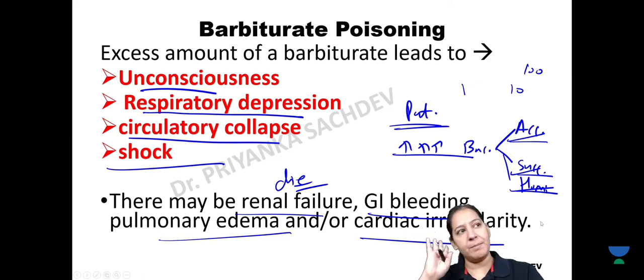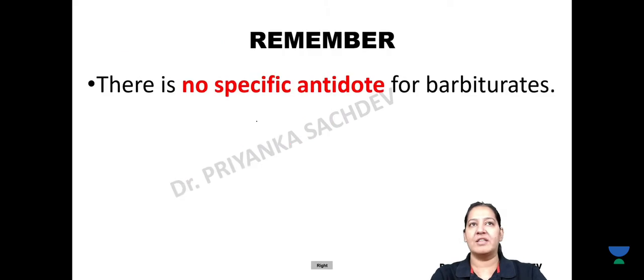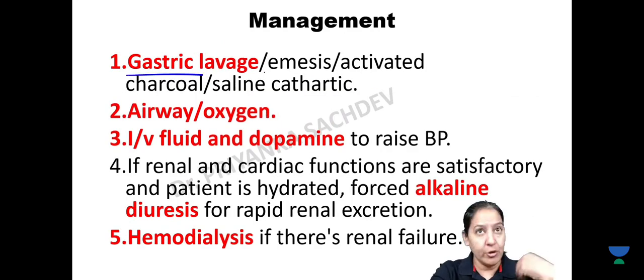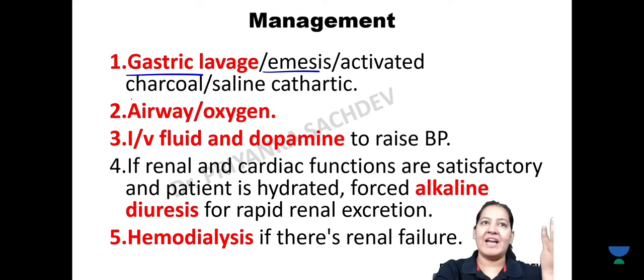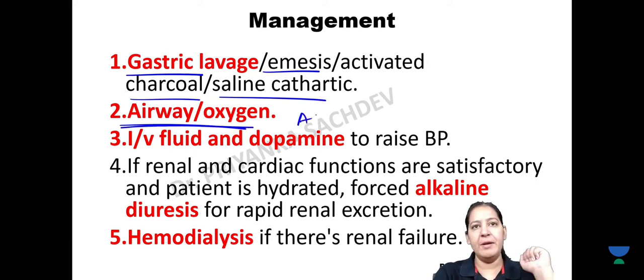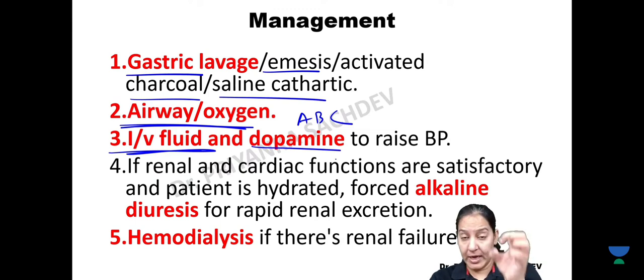So this is a typical case of barbiturate poisoning. Till now unconsciousness is there. You do not want death. So what treatment will you offer? The first thing, you should do a gastric lavage, or you induce vomiting, emesis. You induce vomiting, you do gastric lavage, or you do activated charcoal saline catheteric lavage. Give me a thumbs up. After that, secure airway, secure ABC, airway, breathing and circulation. Give IV fluid because the person is in collapse. The heart is not pumping. Give dopamine to increase the intrinsic pumping of the heart.